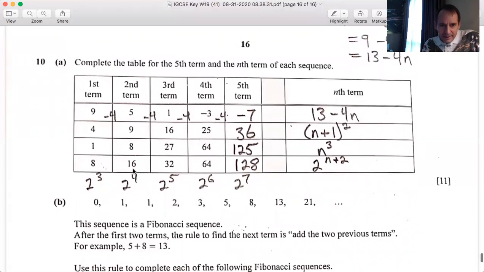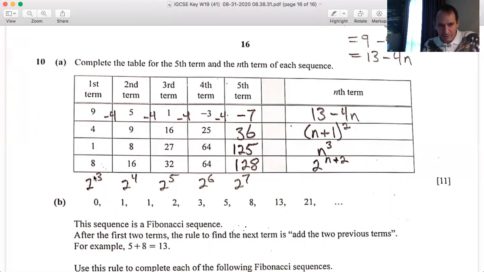Then this one, 8, 16, 32, 64. You should recognize there's powers of 2 in here. This is 2 cubed, 2 to the 4th, 2 to the 5th, 2 to the 6th. So then you go 2 to the 7th. Or if you recognize this as times 2 times 2 times 2, you multiply by 2 and you get your 128.